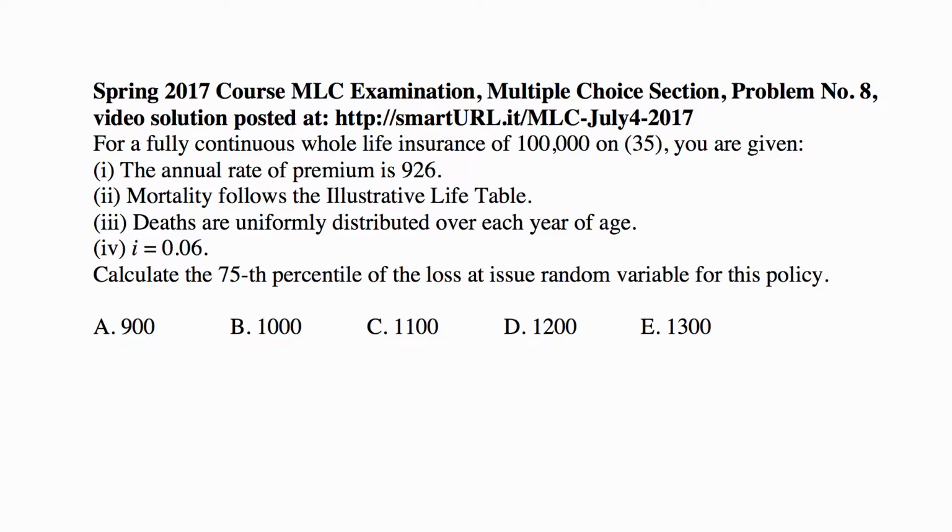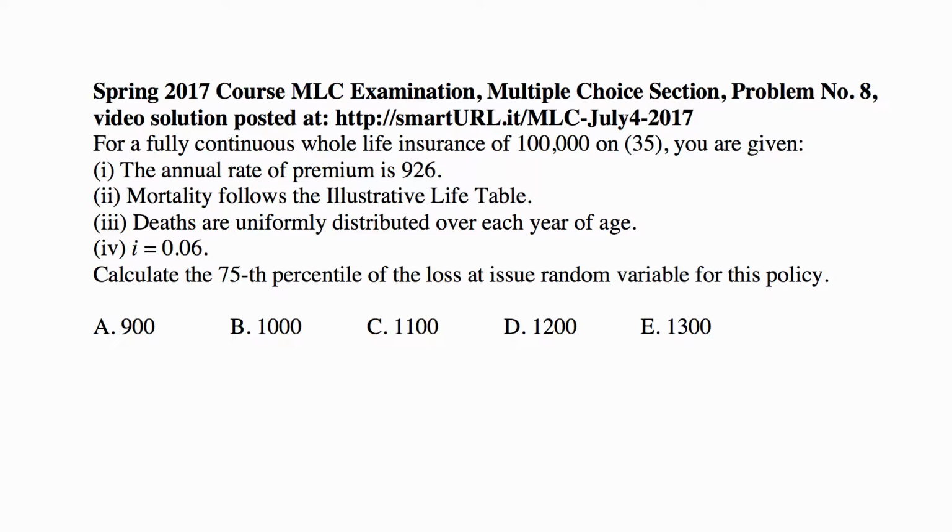This is a problem from the exam MLC in spring of 2017, problem number 8 in the multiple choice section. For a fully continuous whole life insurance of $100,000 on a 35-year-old, you are given the annual rate of premium is $926. Mortality follows the illustrative life table. Deaths are uniformly distributed over each year of age. Interest rate is 6%. Calculate the 75th percentile of the loss at issue random variable for this policy.